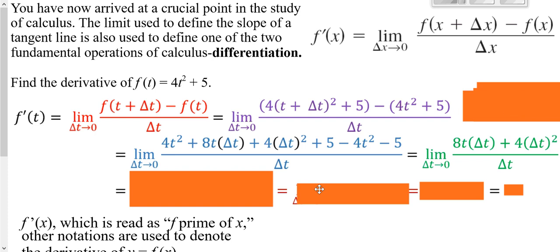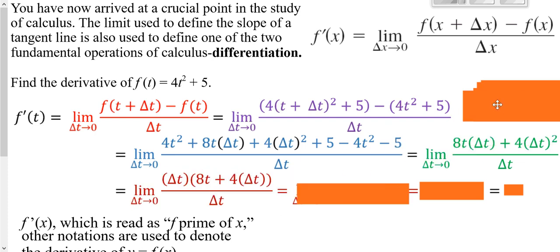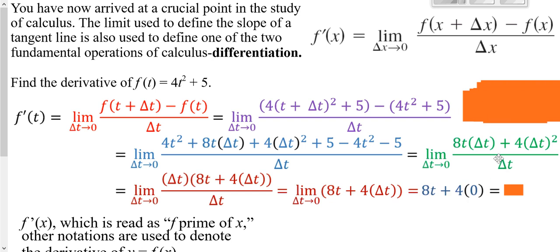Then you can pull out a delta t on the top. You have delta t times the top, delta t in the bottom, and the delta t's drop. Now that you get that delta t out of the bottom, you can plug in your limit as delta t goes to 0, so you plug in your 0 right here. That disappears, giving us 8t.